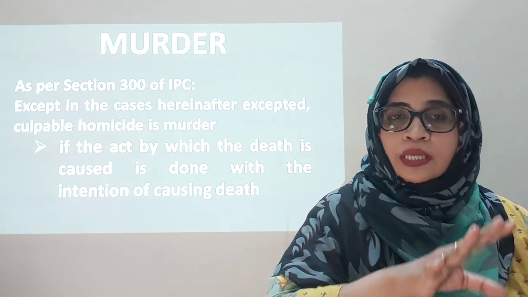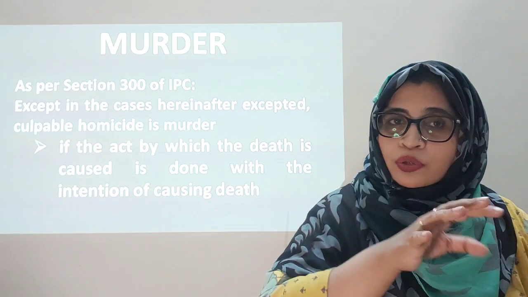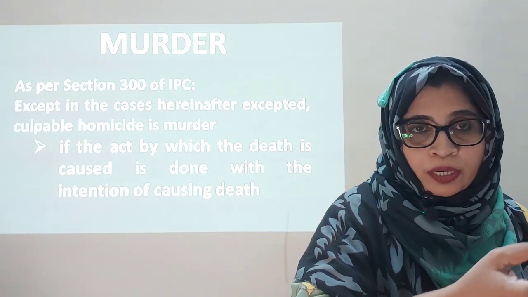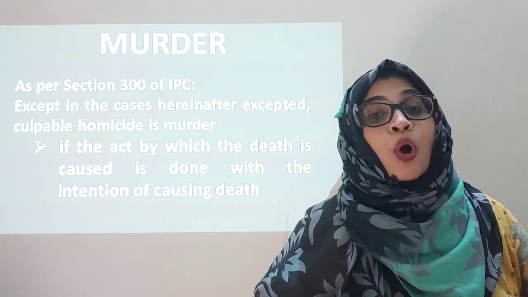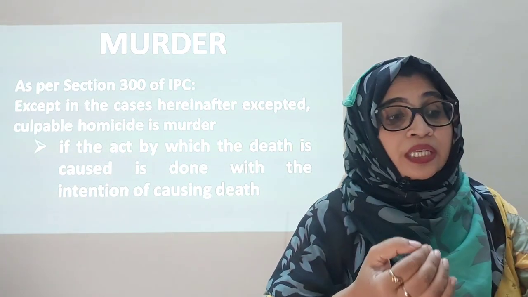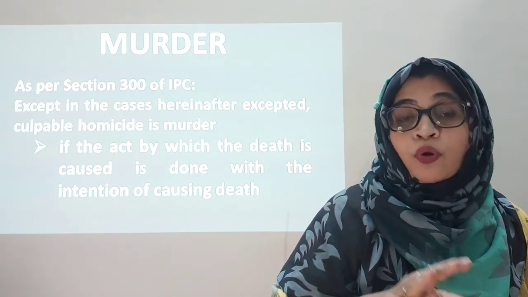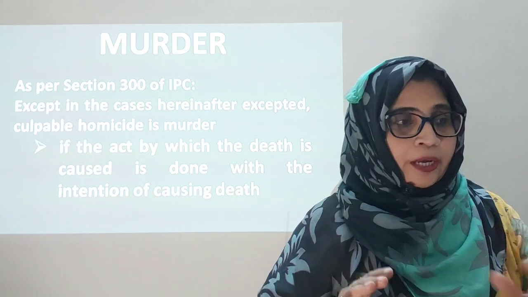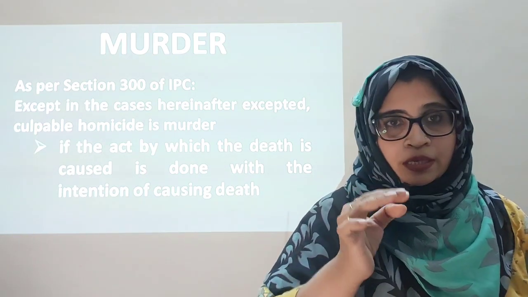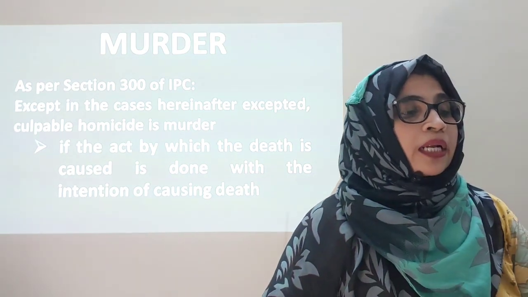Is it clear? Here in Section 300 various clauses are given, all of which support culpable homicide amounting to murder, but some exemptions are also given in Section 300, so except for those exceptions all clauses are considered culpable homicide amounting to murder. That is briefly described in the first clause of Section 300 on murder. Okay, now we will go to the second clause.